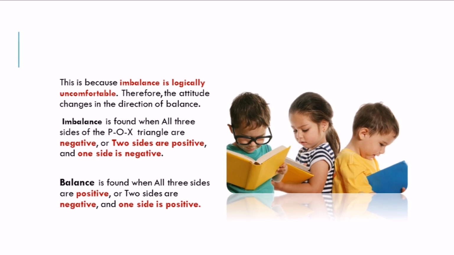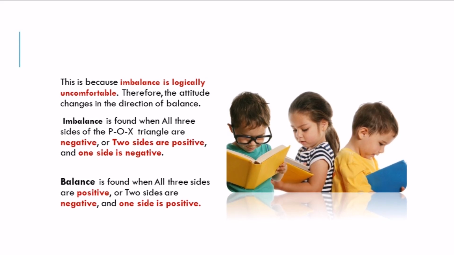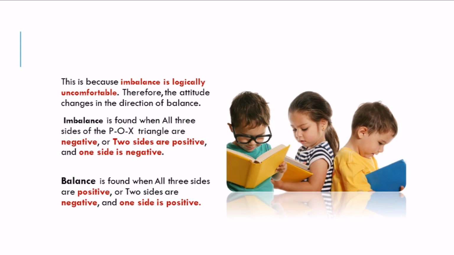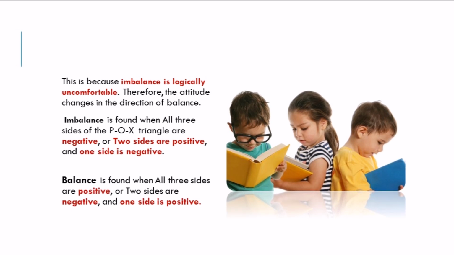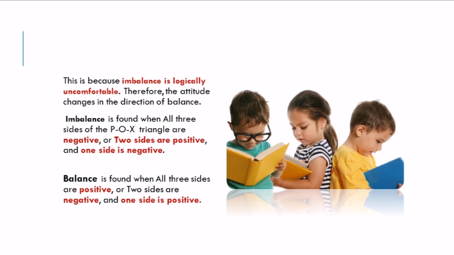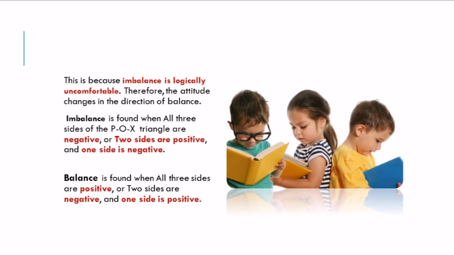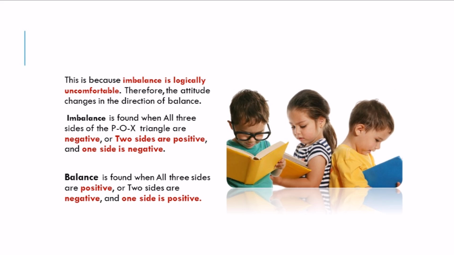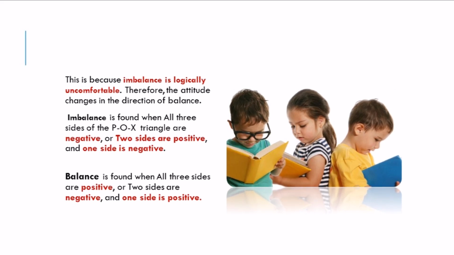Resolving imbalance. To restore balance, one or more of the relationships must change. For instance, P might start to dislike X to match O's negative attitude, or O might change their attitude towards X to align with P's positive view. Alternatively, the relationship between P and O might shift, leading to a change in their personal interaction.